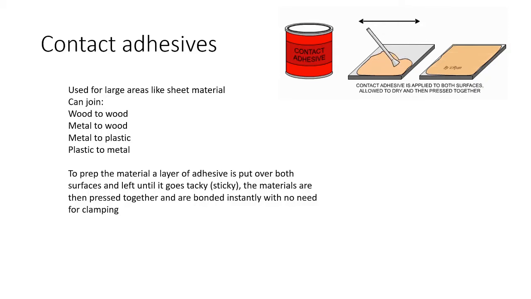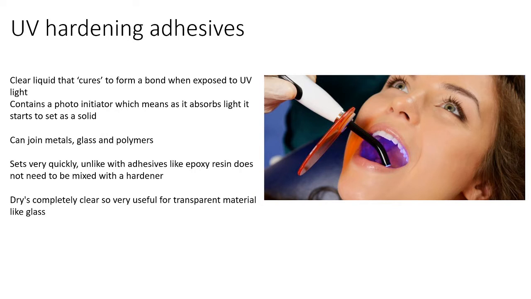So you don't need to clamp it. It's like an instant sticking. Quite a lot, this is used for car dashboards. So you have your contact adhesive on both, let it dry a little bit, touch them together. So that's why you don't see any welding or bolts or screws on your dashboard in your car. Next, you've got UV hardening adhesives.